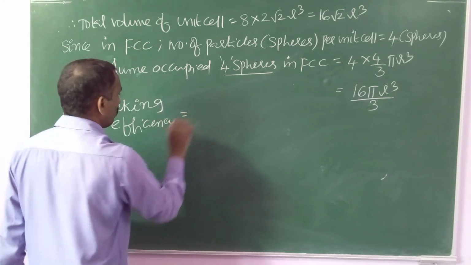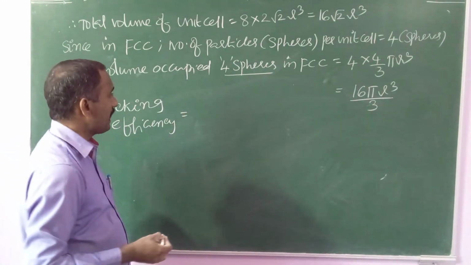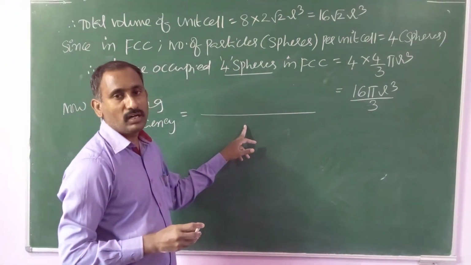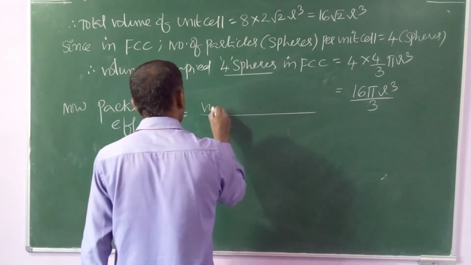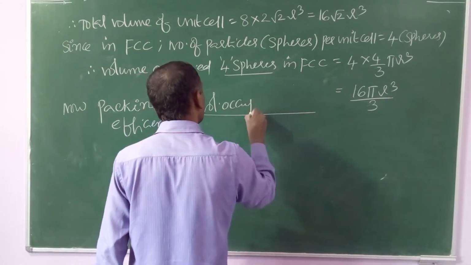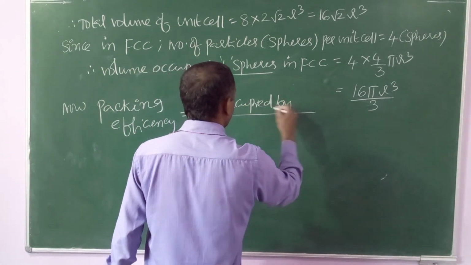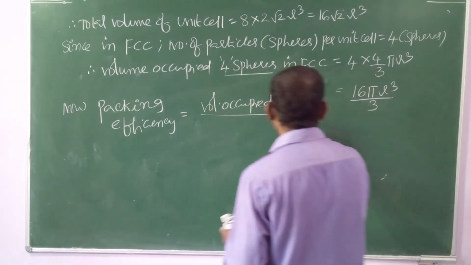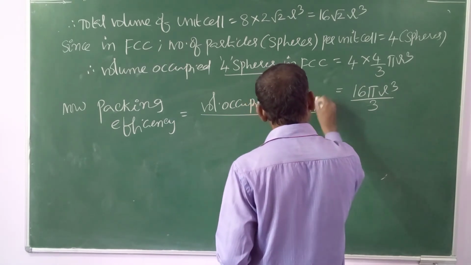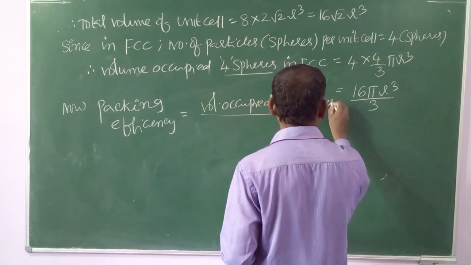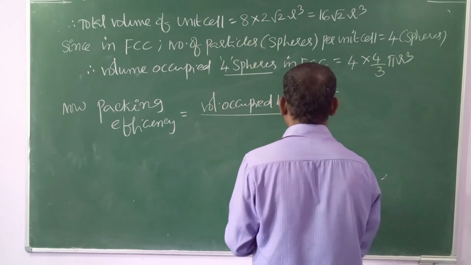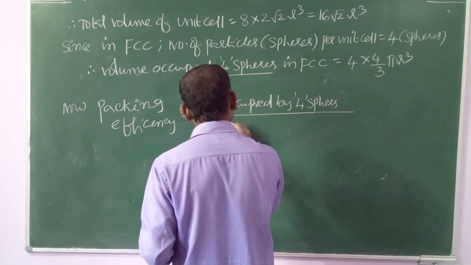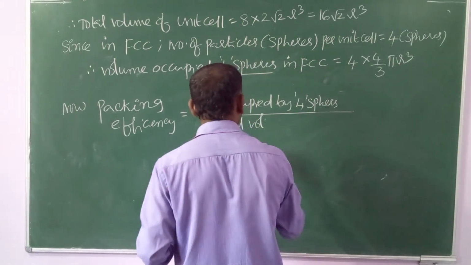If you practice the first derivation, the remaining derivations are easy. Packing efficiency formula: what? Volume occupied by the spheres divided by total volume of unit cell. So here packing efficiency is nothing but the volume occupied by 4 spheres, because in FCC per unit cell how many spheres? 4. Volume occupied by 4 spheres in the unit cell divided by total volume of unit cell.